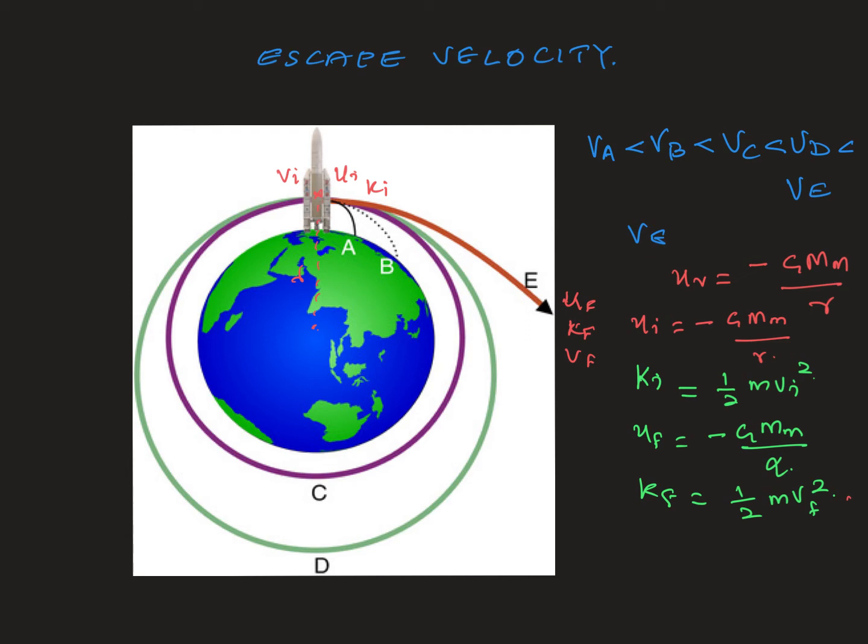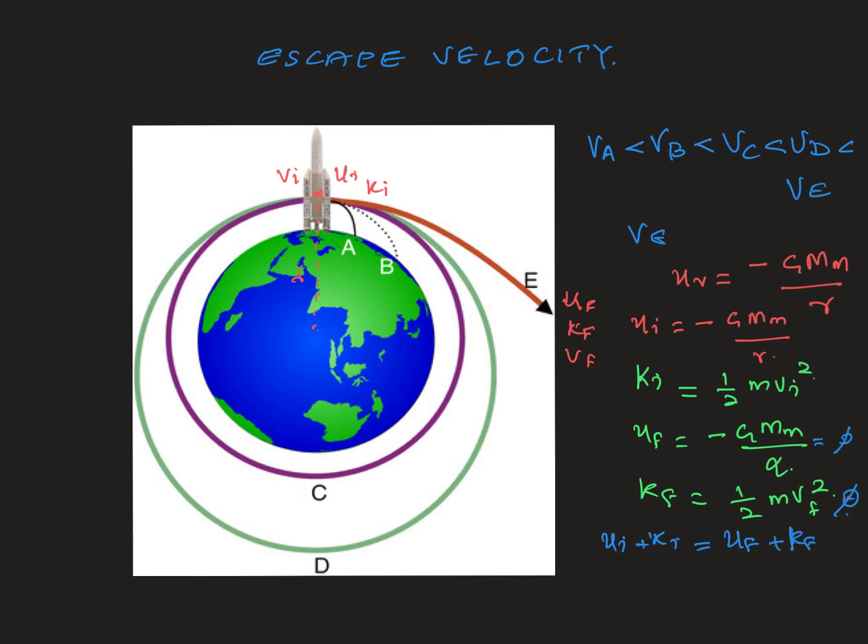So this is infinity. That means this value is going to be zero, because if you divide a number by infinity, that is zero. And here we are expecting the final velocity to be zero, because we want to find the minimum escape velocity that we need to bring the object to infinity. So we expect the velocity at infinity to be zero. So this value is going to be zero as well. So if we now use the law of conservation of energy, UI plus KI is equal to UF plus KF.